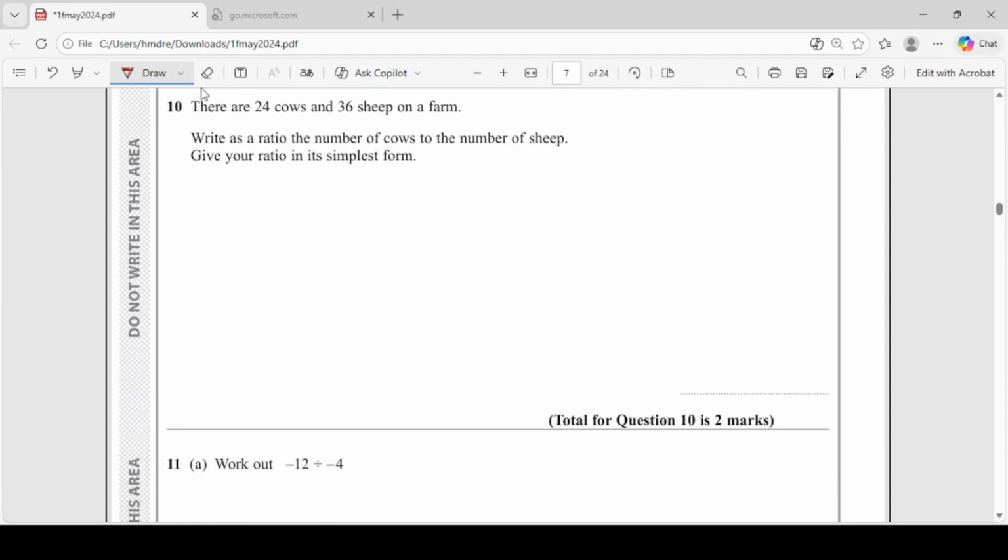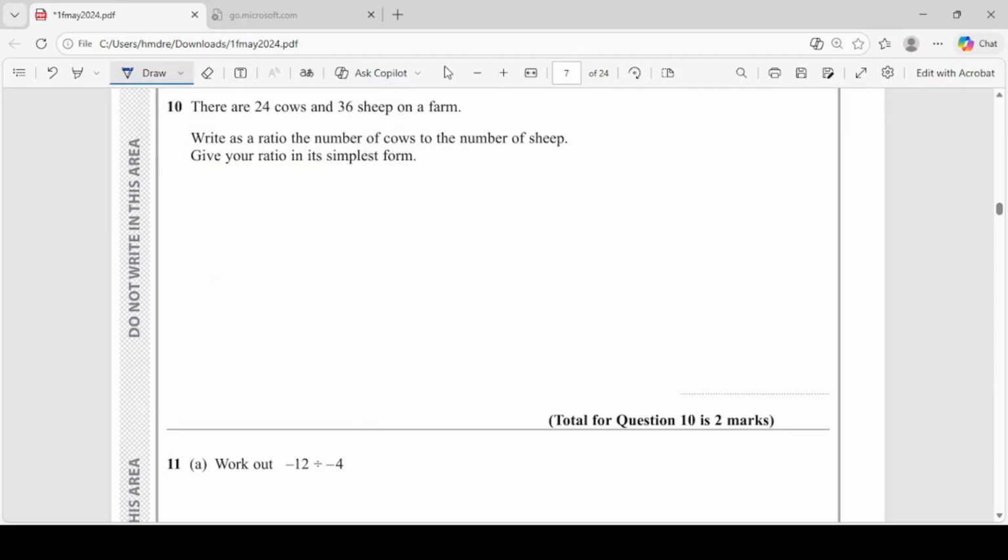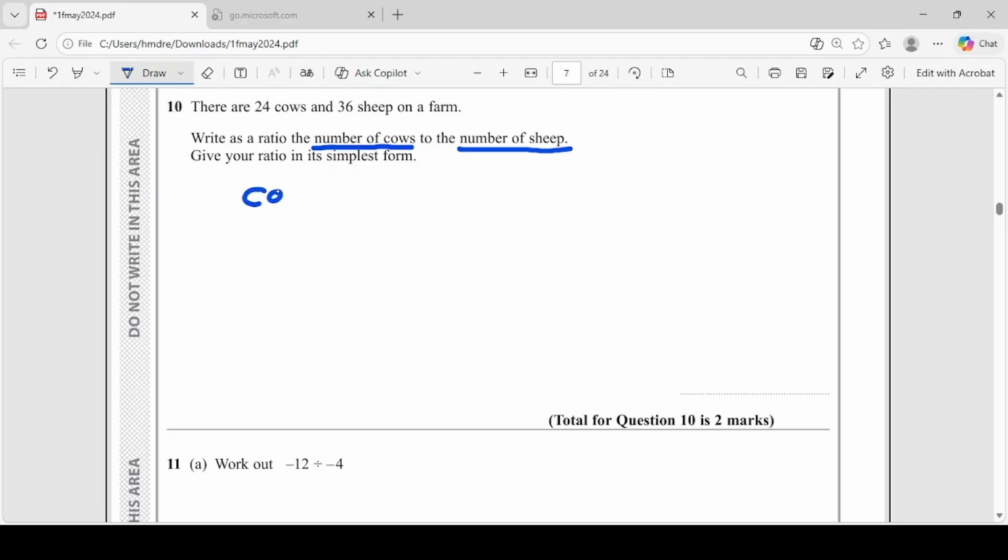Question 10. There are 24 cows and 36 sheep on a farm. Write as a ratio the number of cows to the number of sheep. Give your ratio in its simplest form. Okay, so we want cows to sheep in a ratio. So cows to sheep. There are 24 cows and there are 36 sheep. So that is a ratio. That would be your first mark just for putting it in the right order like this, cows to sheep.